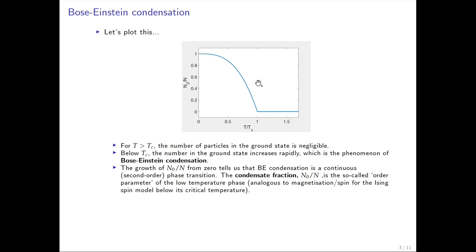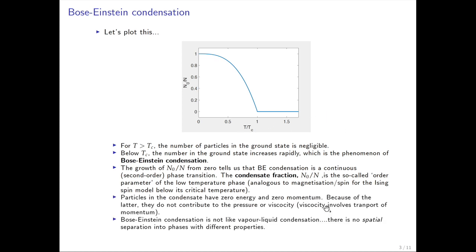And the way this grows indicates that it's a continuous second-order phase transition, and this condensate fraction, as we call it, the fraction in the ground state, is a kind of order parameter of this low-temperature phase. If you want to think of an analogy, you think about the magnetization per spin for something like the Ising model or some other spin model that grows below its critical temperature. That's the order parameter for that kind of spin model, and this condensate fraction is kind of the order parameter of the low-temperature phase for this Bose-Einstein condensation.